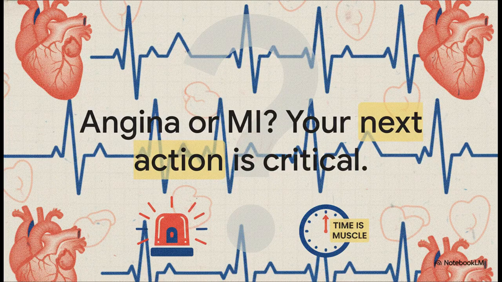So imagine this, your patient has chest pain. Is it angina or is it a full-blown MI? How fast you can figure this out and what you do next is absolutely everything. In this explainer, we're going to break it all down: the key differences, the diagnostics you need to know, the priority nursing actions you have to take, and of course, the big takeaways that'll help you crush this on your exam.